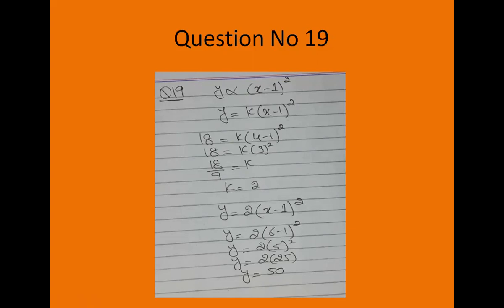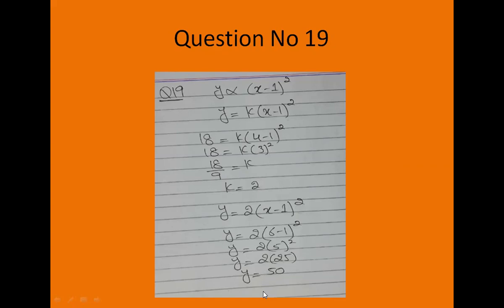So the k value is 2. Okay, so the formula will become y equals 2 (x minus 1) whole squared. Then the question is, if the value of x is 6, what is the value of y? So y will be equals to 2 (6 minus 1) whole squared. So y is equals to 2 (5) whole squared. So y will be equals to 2 into 25. y will be equals to 50.